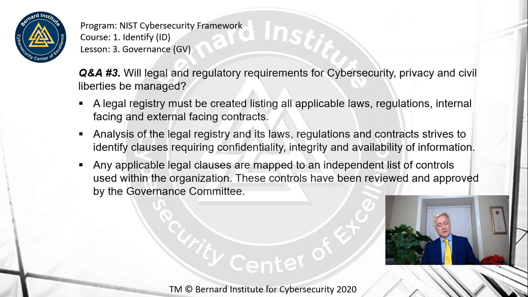Because basically, implementing a control framework costs money, and money comes from the revenue stream. So at some point, we talked earlier in lesson 1, I think it was, about balancing the value of the information with the investment in the security. And we need to take that into close consideration when we're reviewing the legal clauses and trying to identify what our obligations are. Because we don't want to build a Fort Knox to protect information unless we're actually legally obligated to, because it is expensive to maintain.